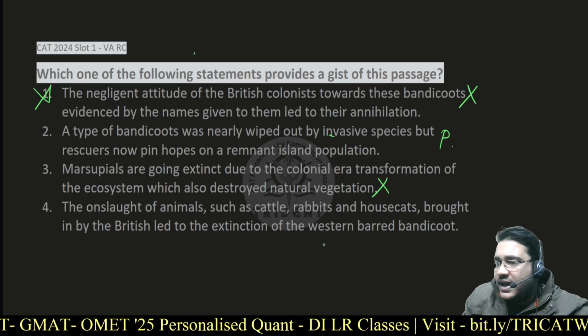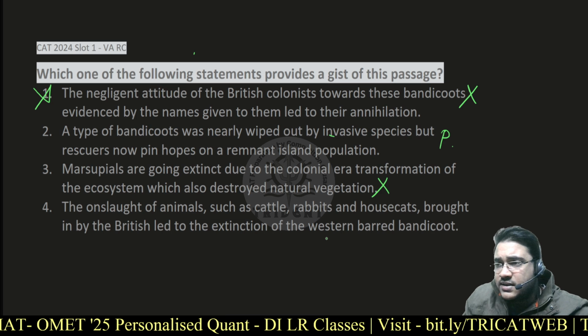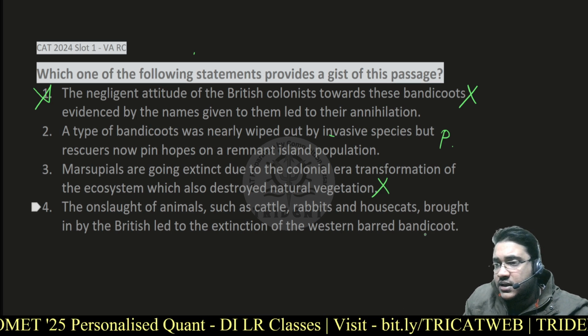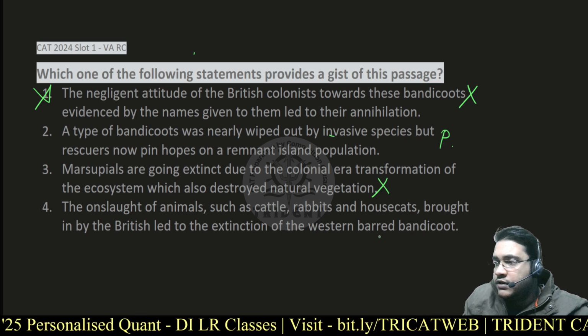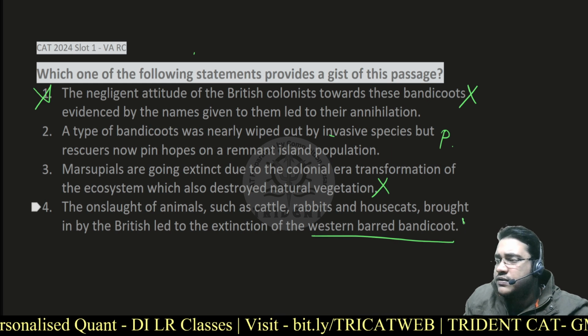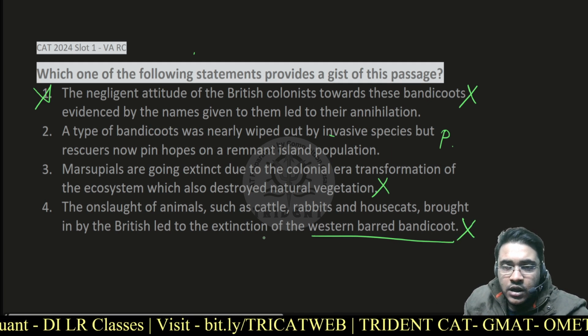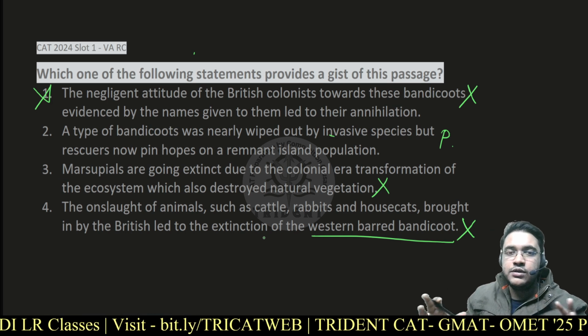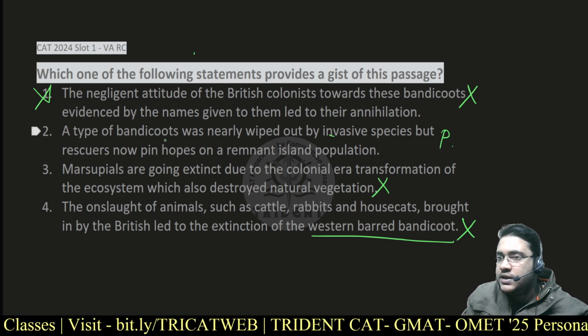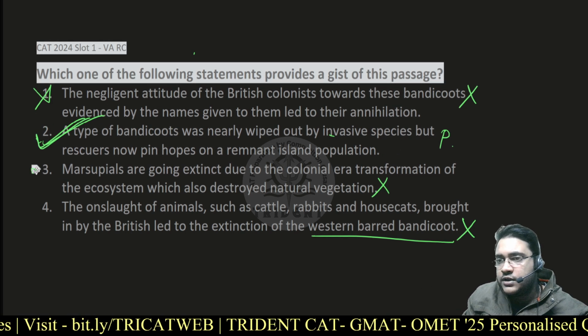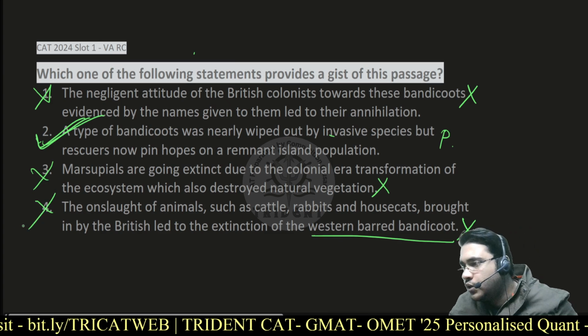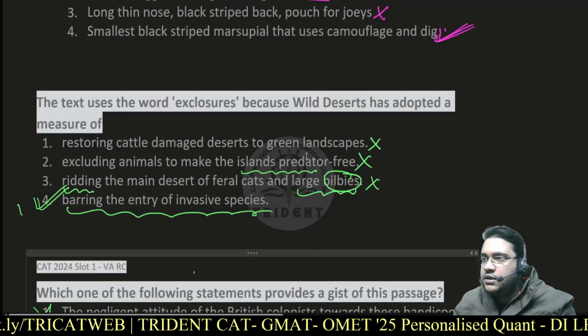The onslaught of animals such as the cattle, rabbit, house cat brought in by the British led to the extinction of the western barred bandicoot. It's true, part of it is true, but I'm again neglecting it because it's not giving you the complete picture, which of course needs to talk about the restoration process also. So just for that reason, I think option number two has to be my answer, and these two others won't fit in.